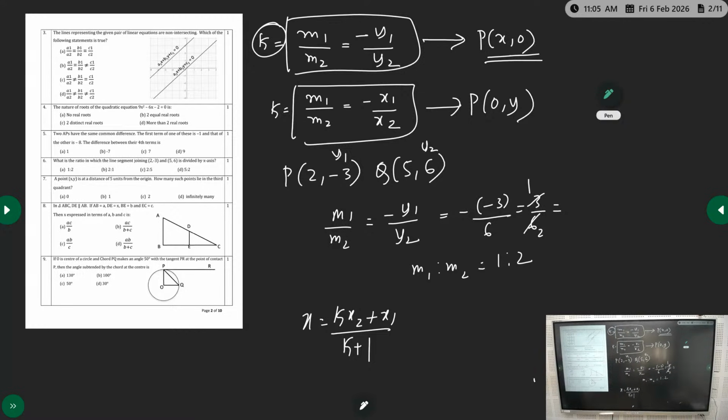A point P of x comma y is at a distance of 5 units from the origin. Now when one point is at the origin and another point is x comma y, what is the shortcut formula for OP? Under root x square plus y square. Very good. If one point is 0 comma y and another point is x comma 0, again what is the distance between these 2 points? Same, under root x square plus y square. Fine. Now this one is completed. Next, question number 7.